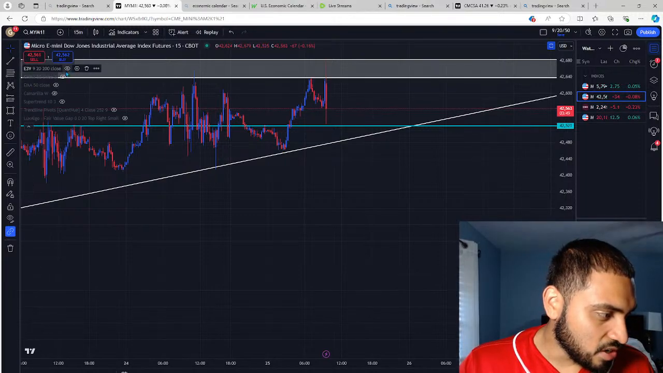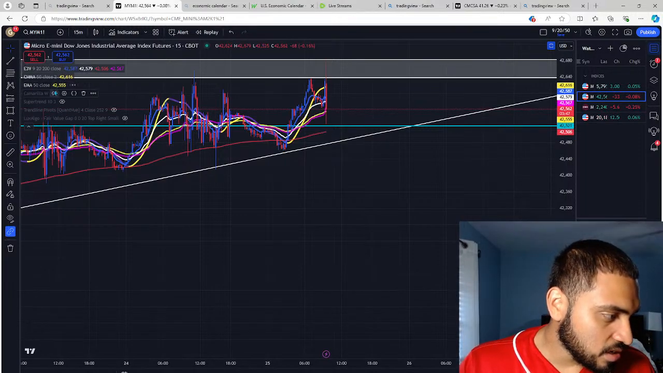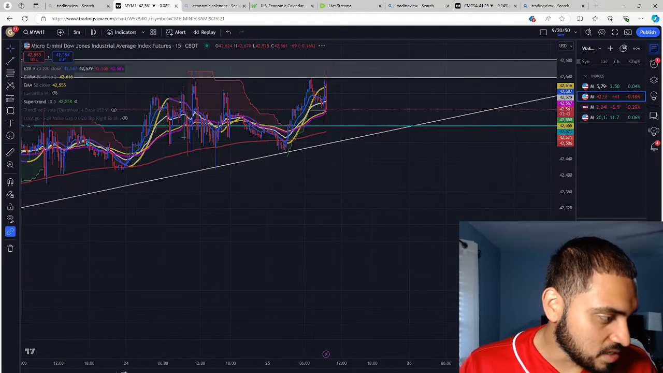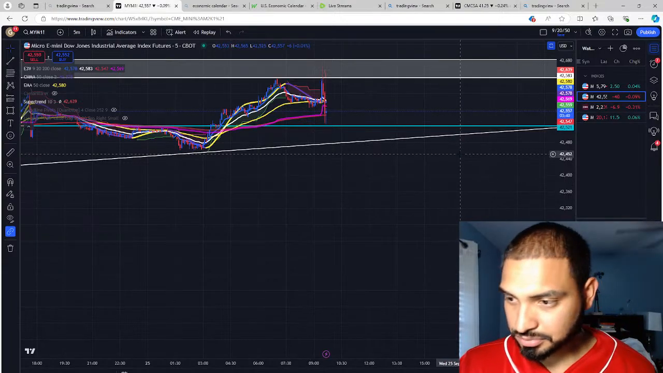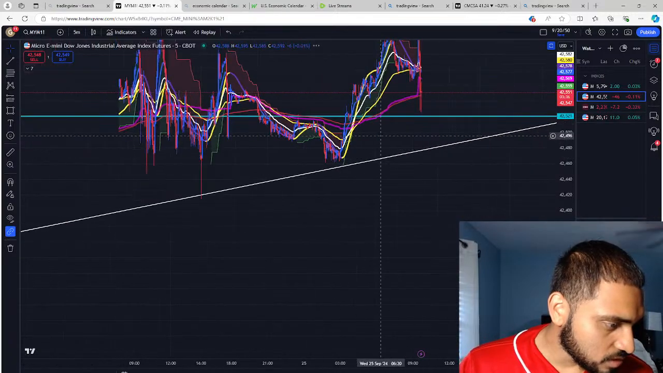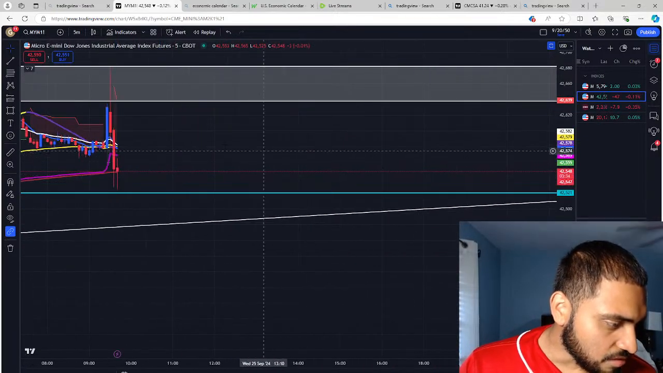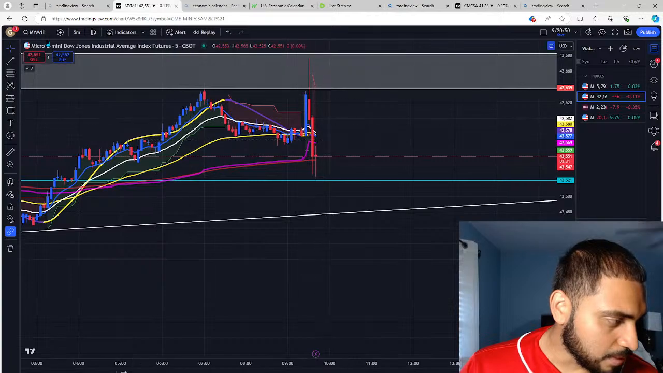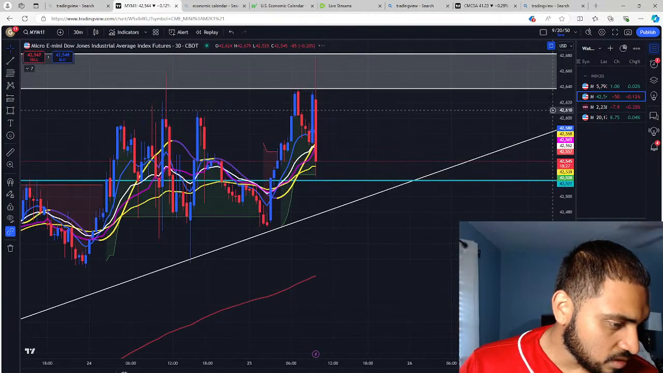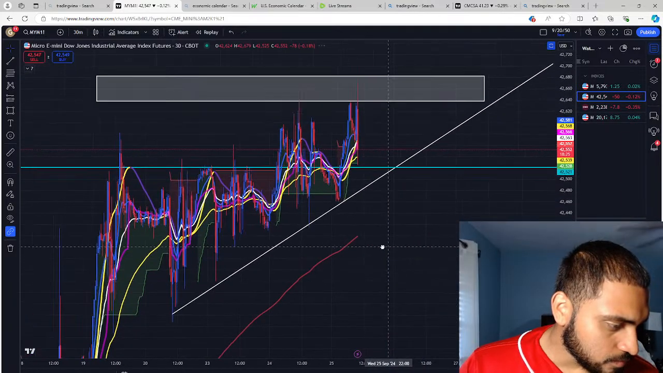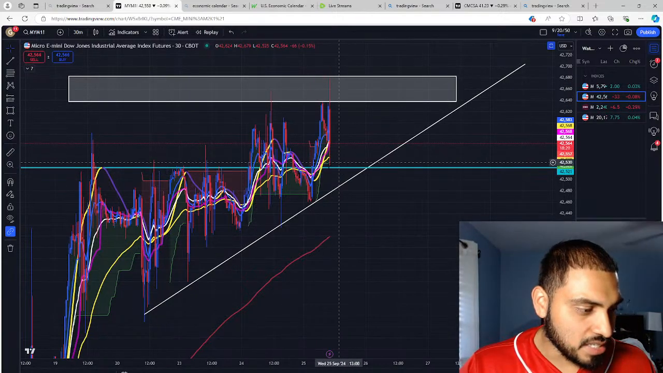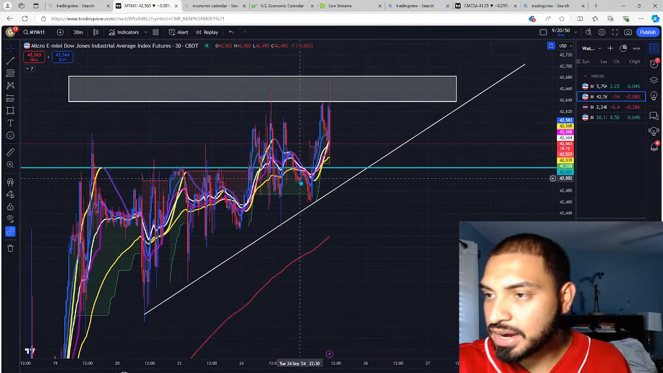Okay, so let's turn on our indicators and see what the 5 minute holds. On the 5 minute, nothing happening. All right, so let's rewind on the trading range. This is the trading range for the Dow Jones right here.